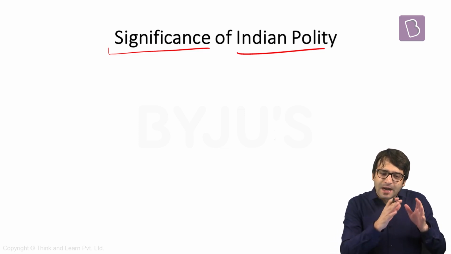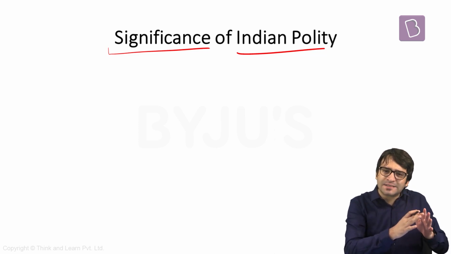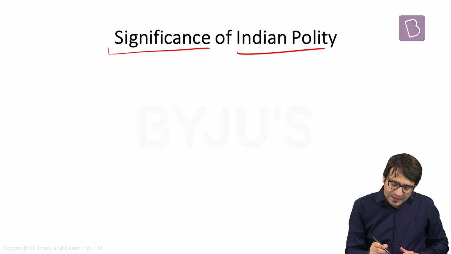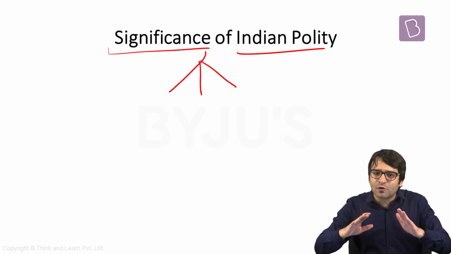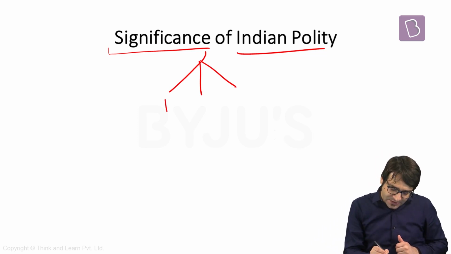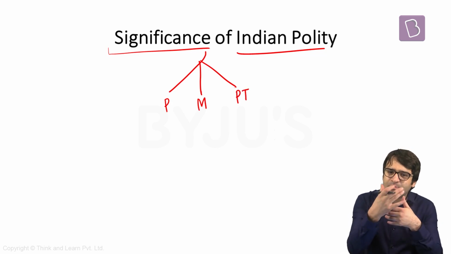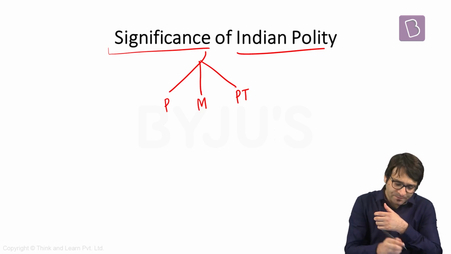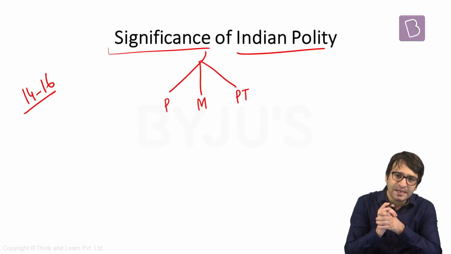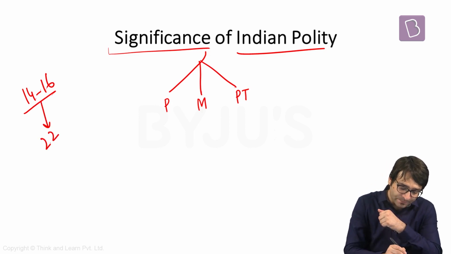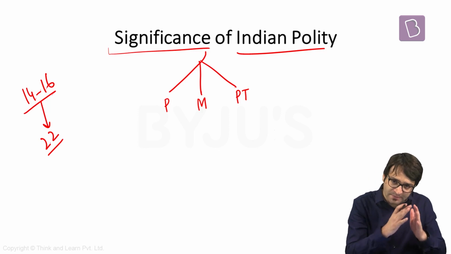Not just that, how do we judge the significance of a subject? Based on the sheer number of marks that are allocated to this subject. If you look at Indian polity, it is relevant in all three stages of your examination process, whether it is prelims or mains or personality test. For prelims, over the past many years, we have seen on an average 14 to 16 questions have been asked from Indian polity in the prelims examination. This number has gone up to 22 as well. That makes Indian polity a very important, significant subject for your prelims examination.